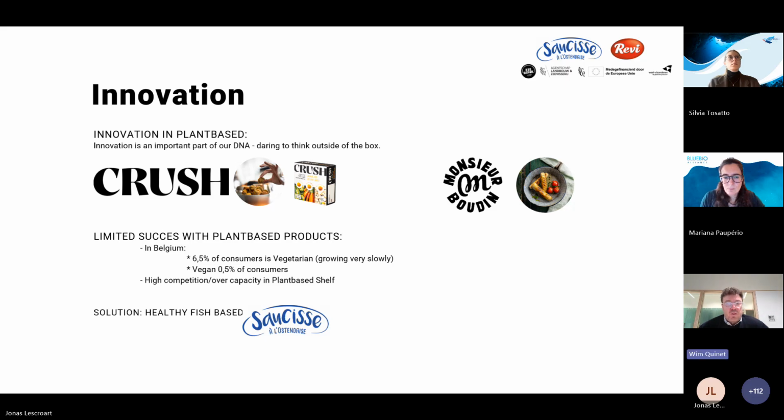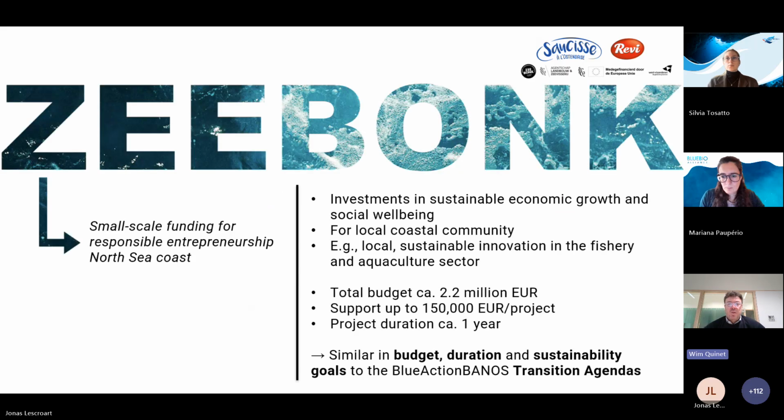The goal for us was to think about healthy fish-based products, and there became the idea for a saucisse à l'Ostendaise, a fish-based sausage with some specific characteristics. Next slide, please. As I told you before, we were funded with regional and European funds, which really gave us the opportunity to work quite hard on the project.